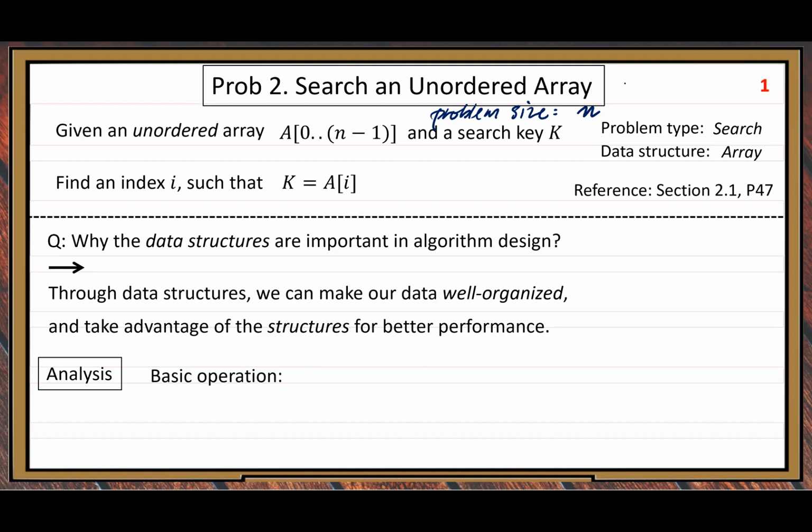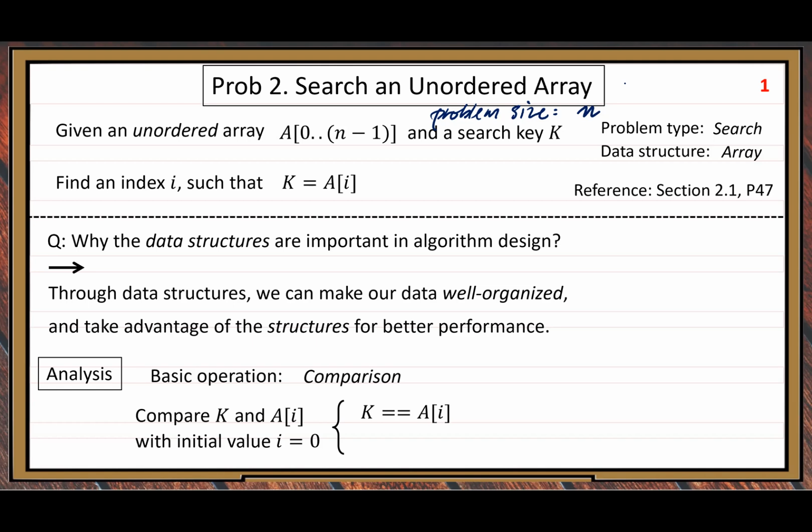The basic operation we use here is comparison. You do not need to do addition or multiplication. You only need to do comparison. What kind of comparison? Compare k with the current element in the array, A of i. When you start, you set the initial index value i equals 0. Then you do iterations. If k equals A of i, you can return the value of i. When k is not equal to A of i, you need to do more comparisons.